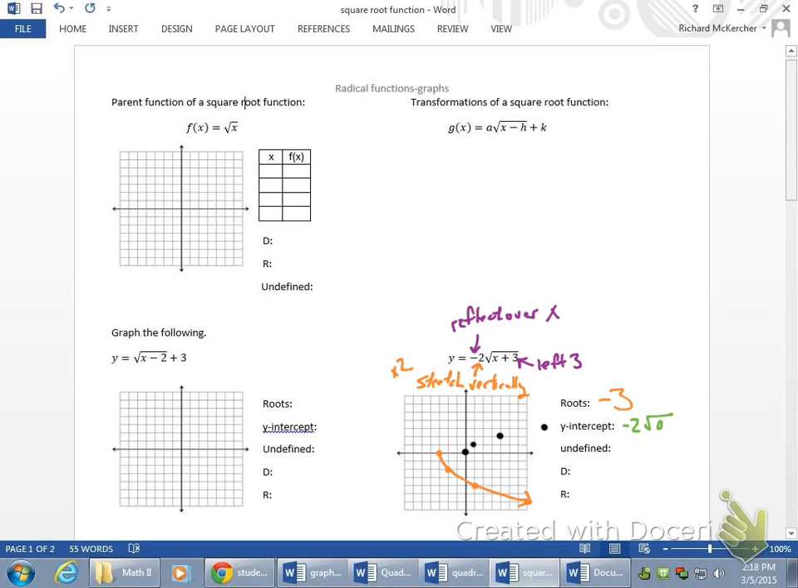There is a root at negative 3. The y-intercept is very hard to figure out. If you look real close right here, it's not a pretty answer, is it? But I know the y-intercept always happens when x equals 0. So if I plug in a 0 right there, I can find the exact answer. 0 plus 3 is 3, so my answer is negative 2 square root 3. So even though it's an ugly answer, I know exactly what it is. It's negative 2 square root 3.